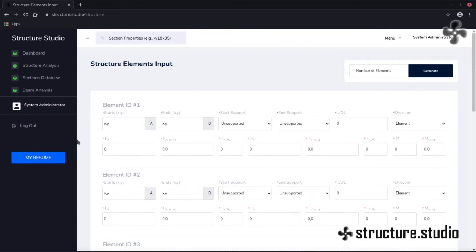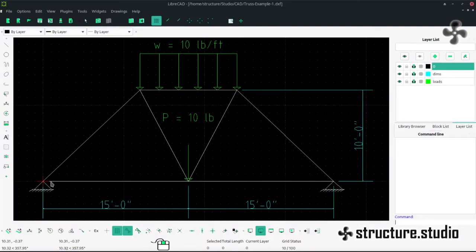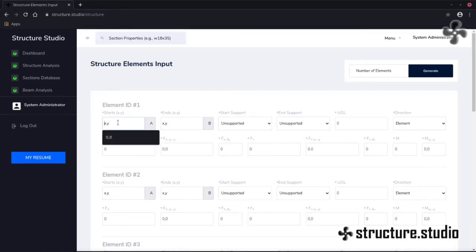So we can always refer back to the truss sketch to see how we input the data. Nodes usually start at 0, 0 from the origin. That's why I like to draw them starting from the origin. So the first node is gonna be 0, 0 and ends at 15, 0. It has a pin support at the start at 0, 0, and doesn't have any load, so you can just move on to the next element.